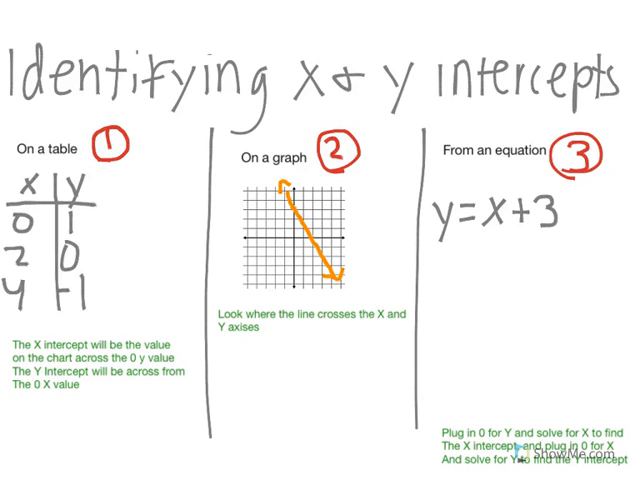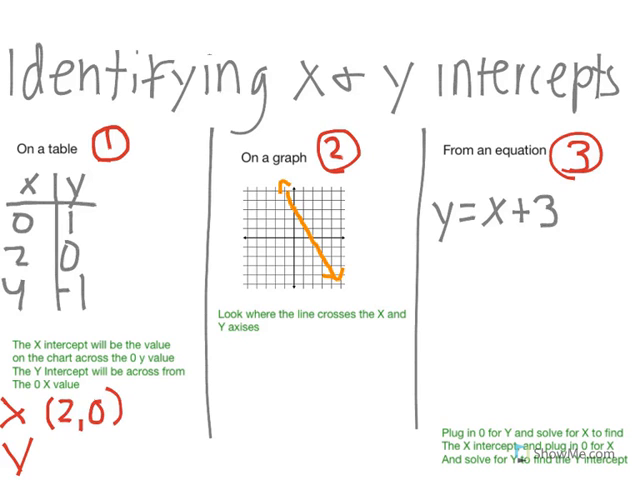On a table, the x-intercept will be the value on the chart across from the 0 y value, and the y-intercept will be across from the 0 x value. So the x-intercept in this case is going to be across from the 0 y value. It's going to be 2, 0.